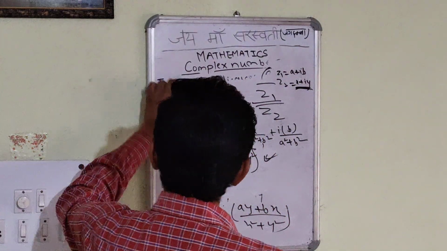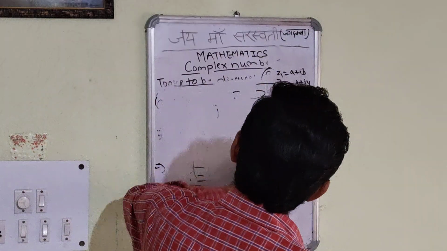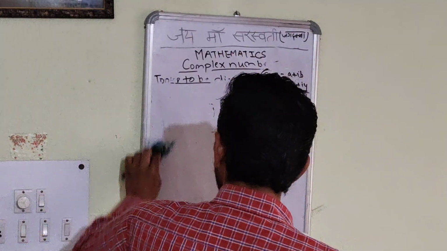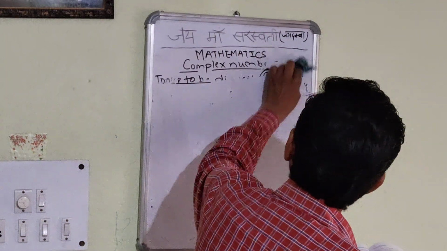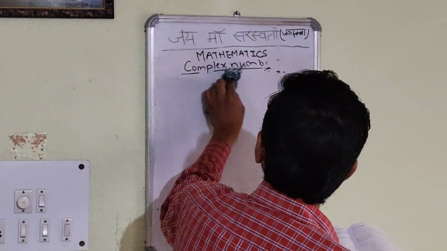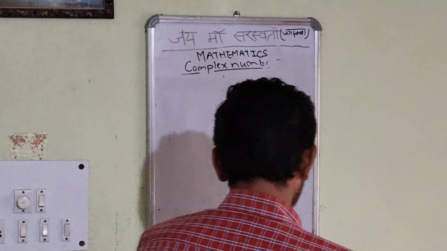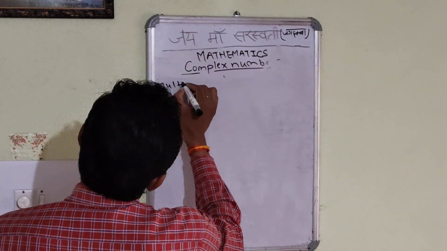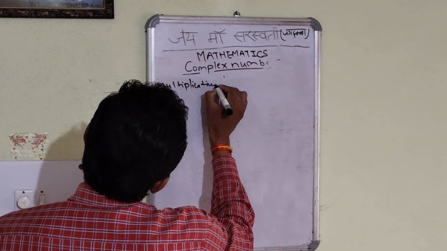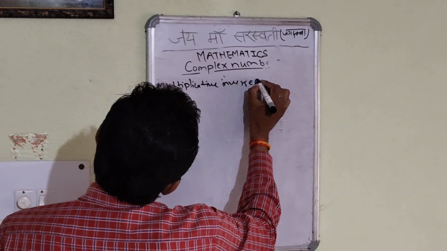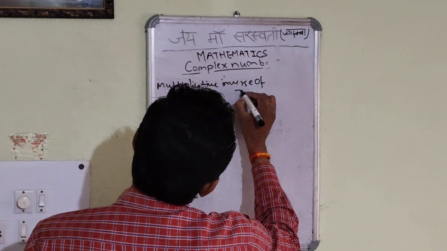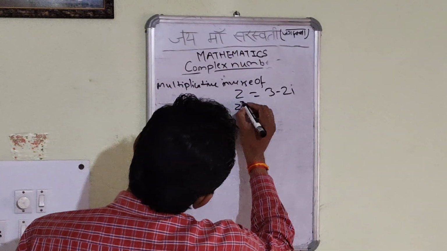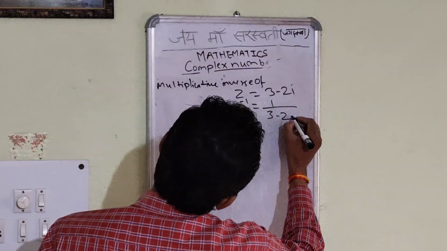First and foremost, we will be dealing with the inverse part. Suppose any complex number is given, and we are asked to find the multiplicative inverse of z = 3 minus 2i. We have to calculate z inverse. We can write here 1 by 3 minus 2i.